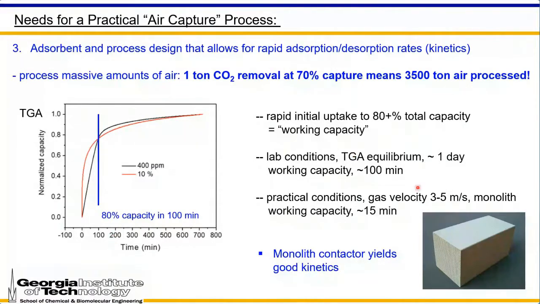So that will take more than 100 minutes in a TGA, but if instead of operating in a TGA, we're operating at 5 meters per second in a monolith, we can get that capacity down to 15 minutes. And so the combination of a monolith coated with effective adsorbents based on amines means we can have a cycle time on the order of 20 minutes or 3 cycles per hour.